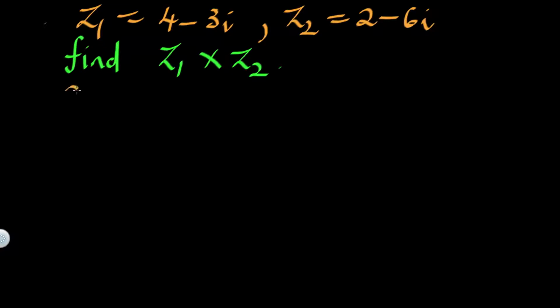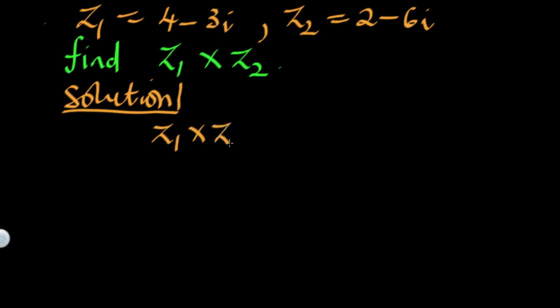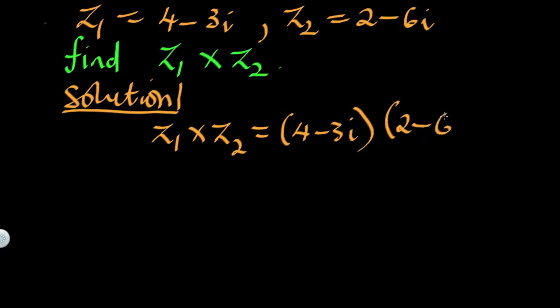So this is the solution, and this is the approach that you use. It doesn't matter what you're given, you do it this way. z1 times z2 is essentially equal to, I'm going to use brackets to show my multiplication, 4 minus 3i times 2 minus 6i. This is where I apply the FOIL method. Just like the way you do your algebra with a's and b's and x's, you multiply the first bracket by the second bracket.